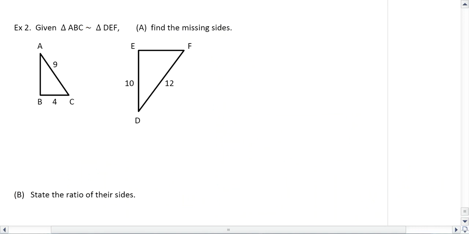All right, in this next example of similar triangles, we are asked for a couple of things. First, we're asked to find the missing sides, and then we'll go on to parts B and C stating the ratio of their sides. Now, sometimes they give you triangles like this, and we can tell that angle A corresponds to angle D, but one of them is upside down. Some of you are probably very good at seeing this even though it's twisted around. I am not, so I prefer to redraw the triangles facing the same way to make the problem easier for myself.